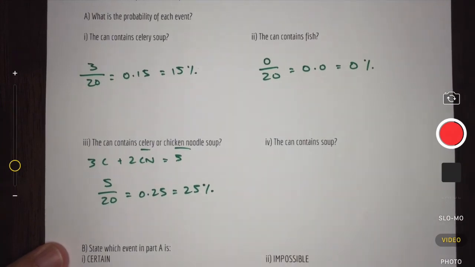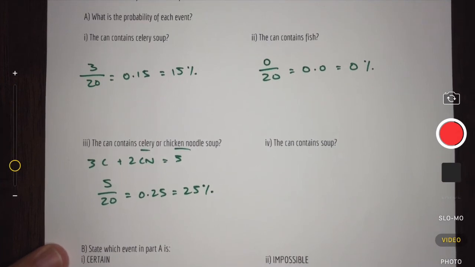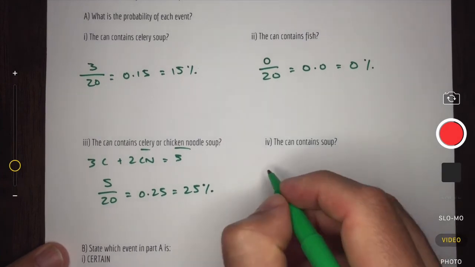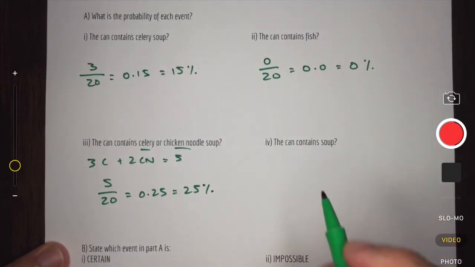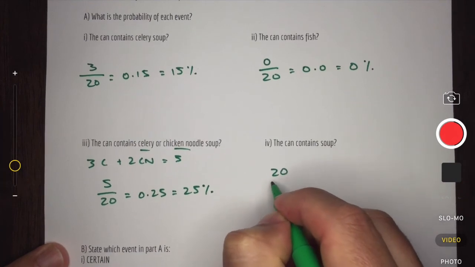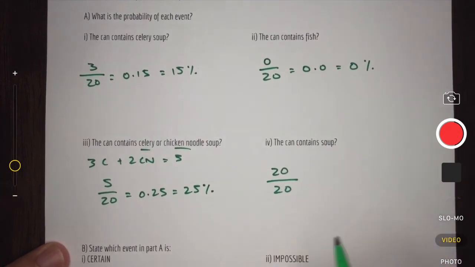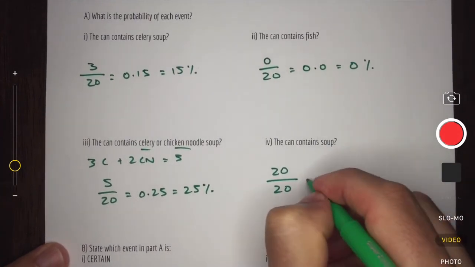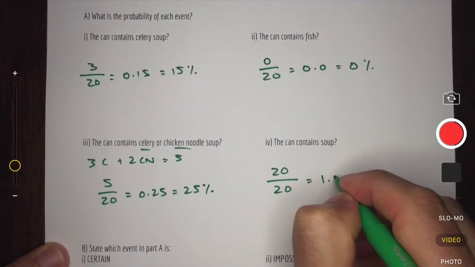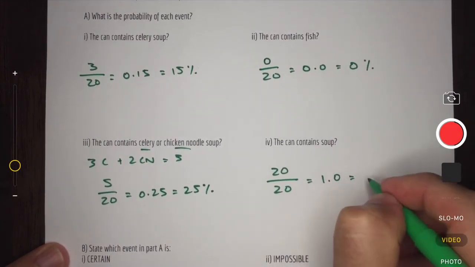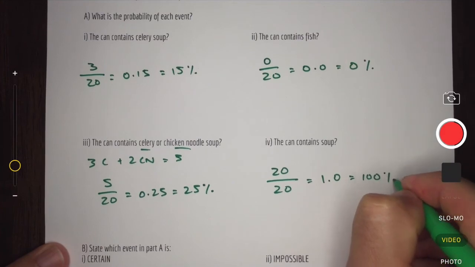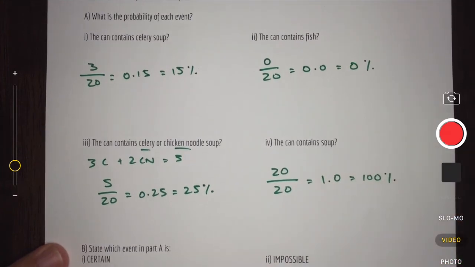And our final point, right? If we have a can that contains soup, well, really it doesn't matter which can we pick. We know that all of our cans do contain some type of soup. So we can say that the chance of picking a can that contains soup is going to be 20 options out of 20 possibilities, which gives us a decimal of 1.0, which gives us a probability of 100%.